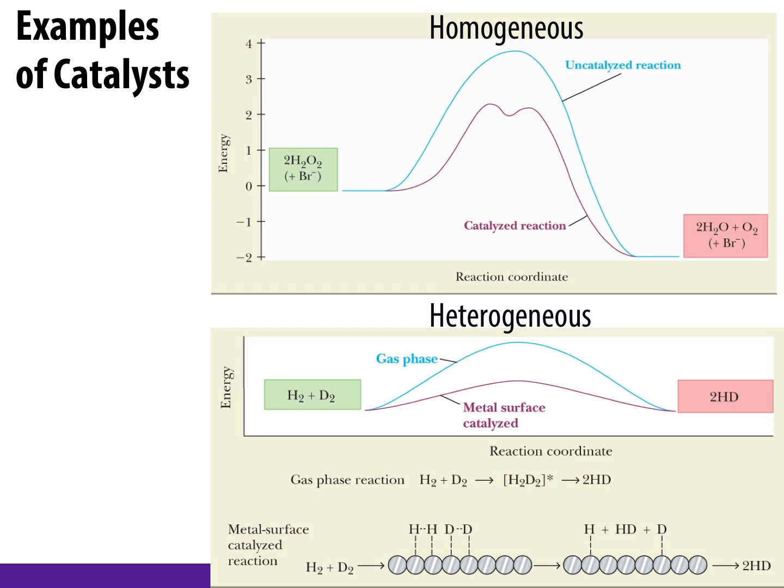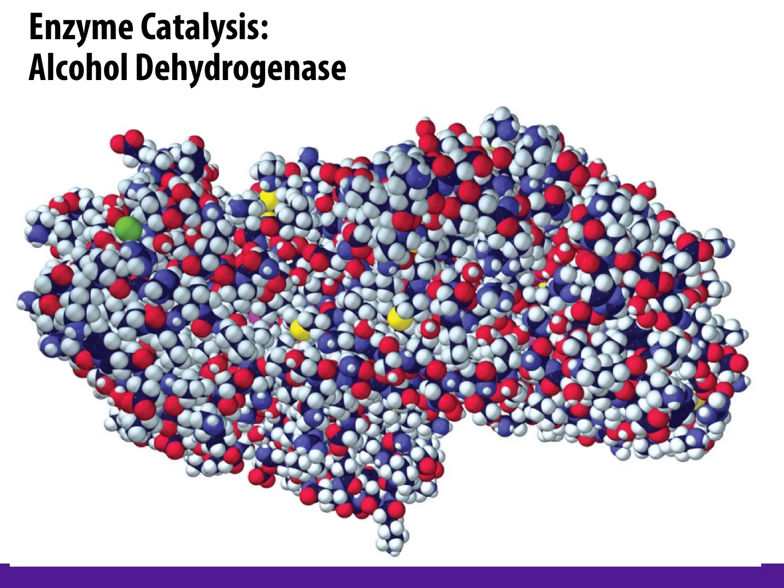Again, we can often use either homogeneous or heterogeneous or enzyme catalysts to catalyze the same reaction. Here's an example of an enzyme catalyst. Again, this is a gigantic molecule, but it's arranged to remember the whole point of catalysts is that they're going to need to lower that activation energy. So we've got an activation energy EA.